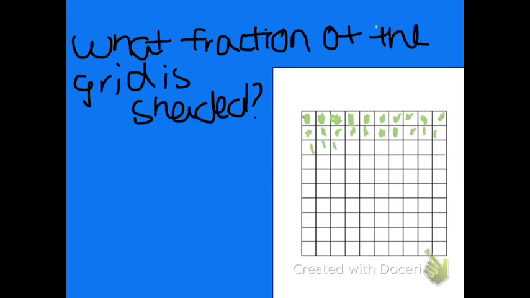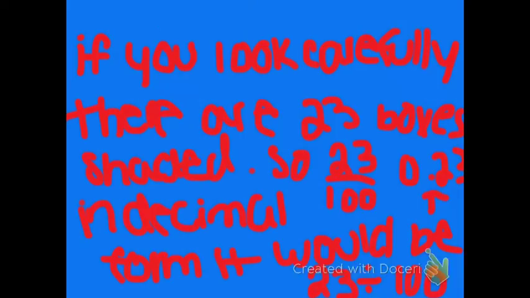What fraction of the grid is shaded? If you look carefully, there are 23 boxes shaded, so 23 out of 100. In decimal form, that would be 0.23.